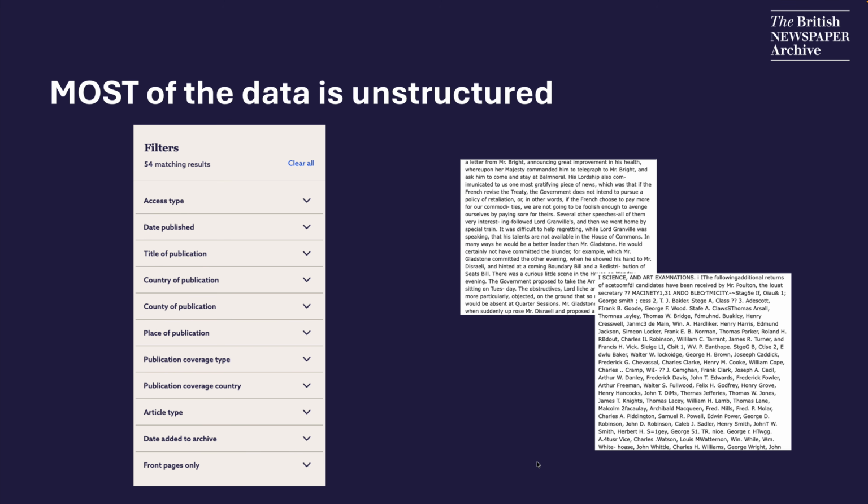The date it was published, the title, where it was published. We've added things around coverage type. Is it a local title or a national title? Some article type data. Is it an article about politics or crime, or is it an advert? We can talk about the date it was added to the archive, and we can filter on the front page. So there are some structured data fields to filter on, but those are filters.